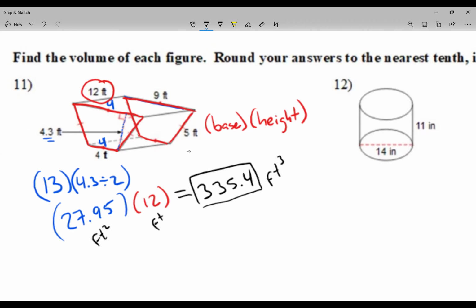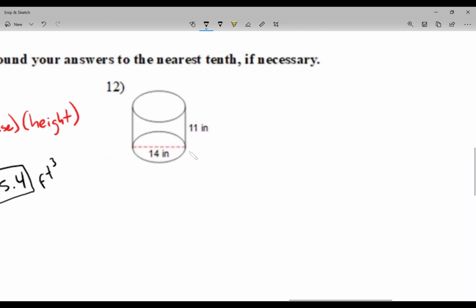So 335.4. I rounded to the nearest tenth if necessary. My answer did come out as one decimal place. So I'm good. All right, let's take a look at question number 12.